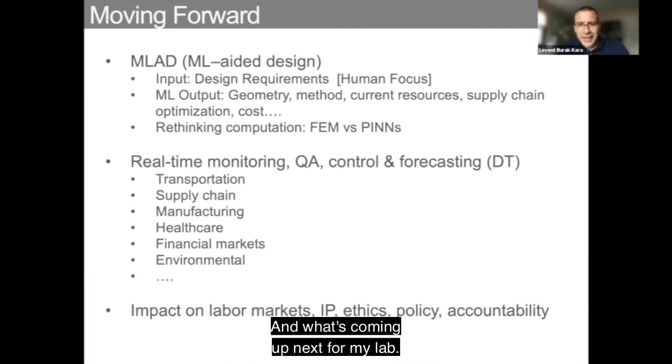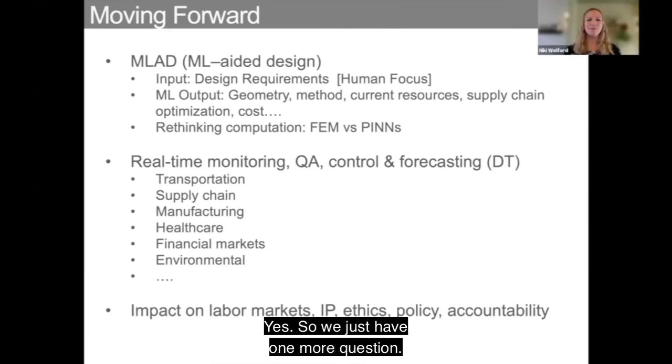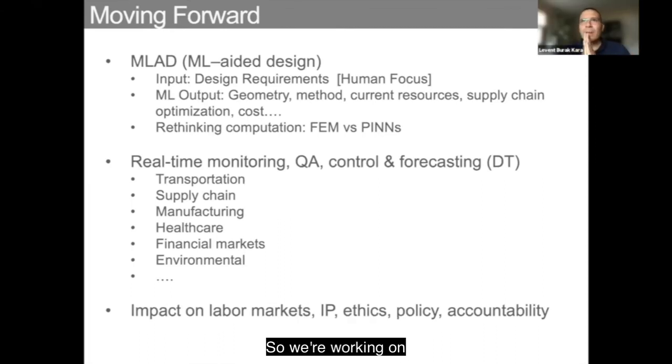And what's coming up next for my lab, is that the next question we see? Yes, yes. So we just have one more question, but if audience members have any more questions, please go ahead and submit them. But yes, what is coming up next for your lab? Yeah, so we're working on several different projects, but at least surrounding the topics that I just talked about here.